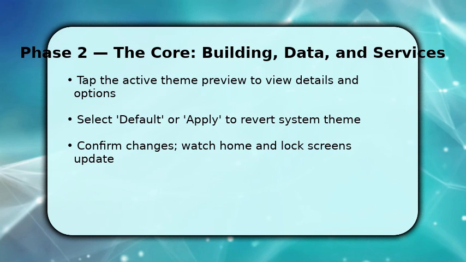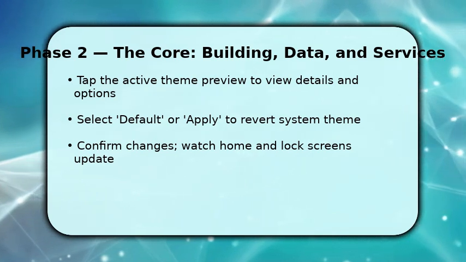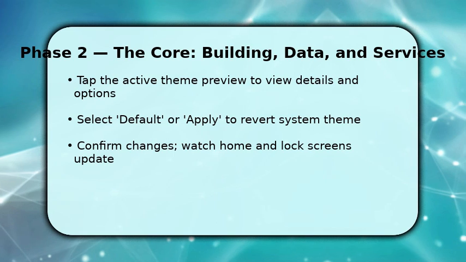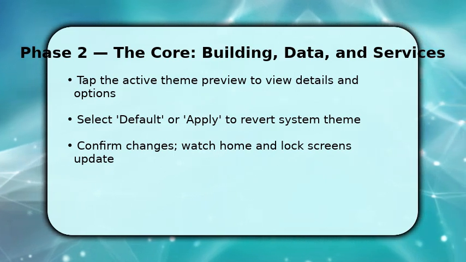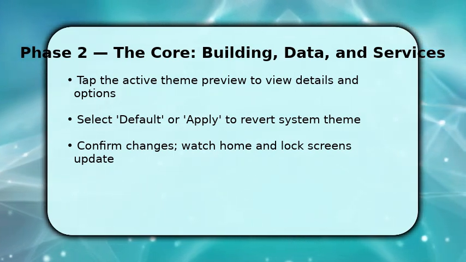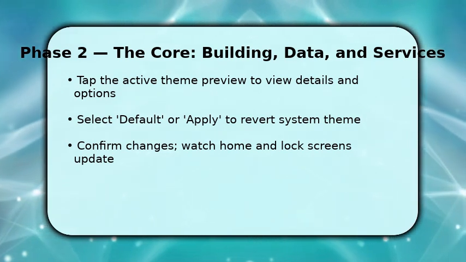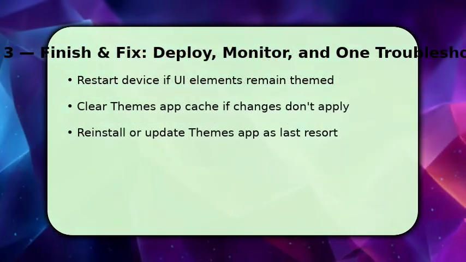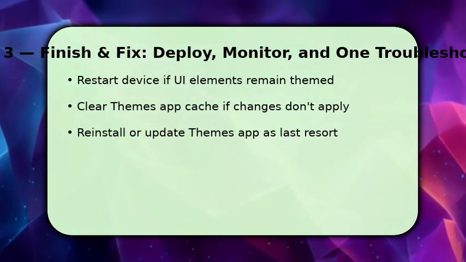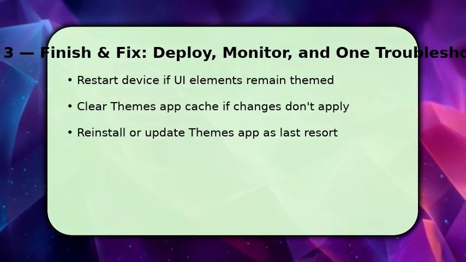Wait for the home and lock screens to refresh. This can take a few seconds. If the app offers separate options for icons and fonts, apply default for each to fully remove theme assets and restore stock appearance. After applying default, restart the phone to ensure every UI element resets. This helps if some icons or fonts remain themed.